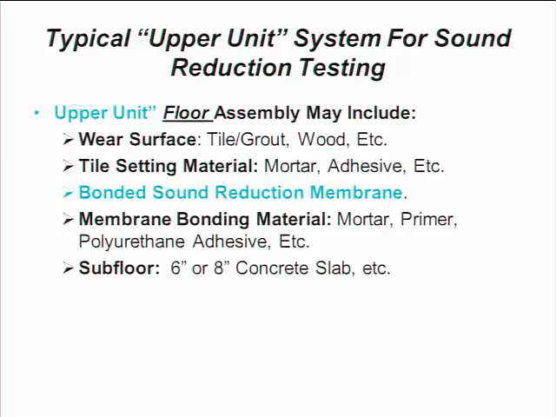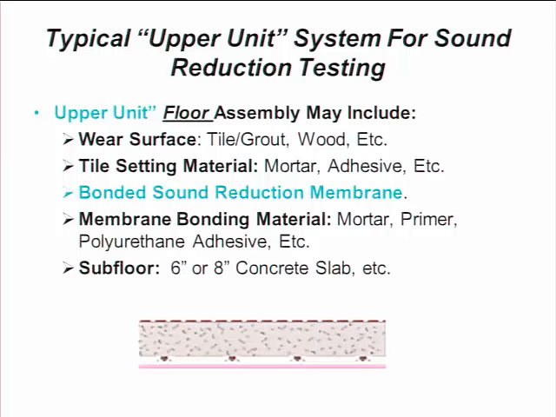Let's look at the upper unit system as we relate to sound reduction. It's really the combination of the entire system, which is not only your slab, but the lower system below, which is the ceiling mechanism. If you look at the upper, it's the floor assembly, which includes the wear surface, whether it's tile, grout, wood, the setting material, the bonded membrane, the membrane material that's used to bond the tile, as well as beginning with the subfloor. So typically the subfloors depend on markets.